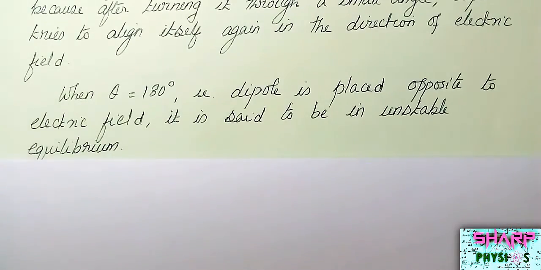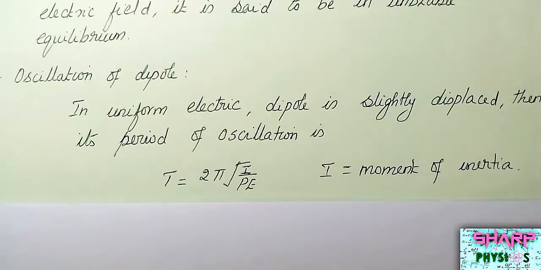So when theta is equal to 180 degrees, that is, the dipole is placed opposite to the electric field, it is said to be in unstable equilibrium. So when it's in the opposite direction, it is unstable equilibrium. When it's in the same direction, it is stable equilibrium, by means of the dipole aligning itself if it has a small angle in the equilibrium, if it's in the same direction.